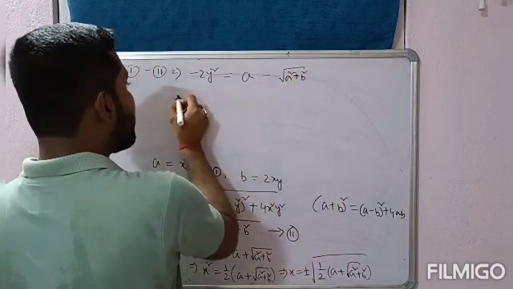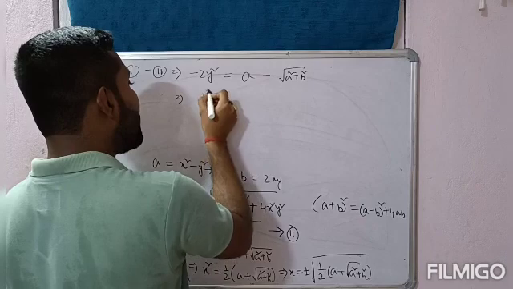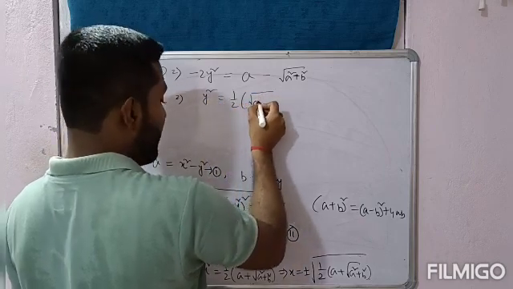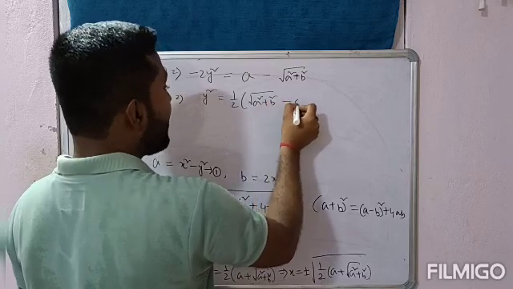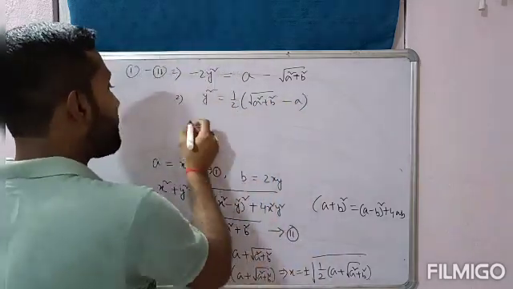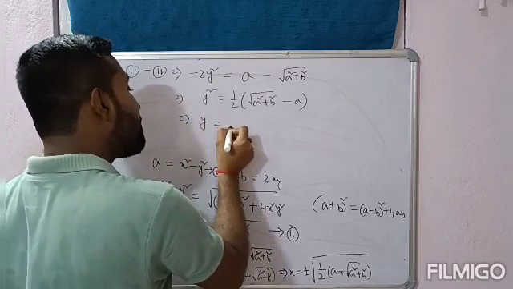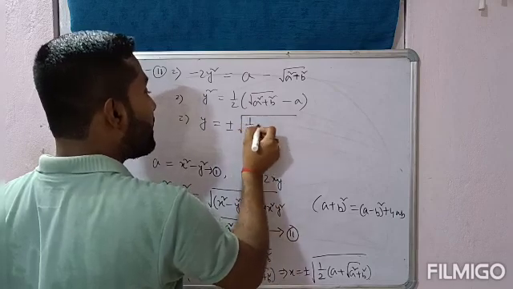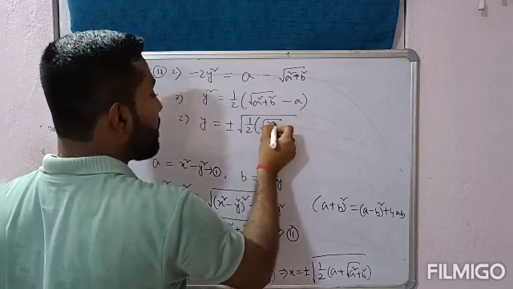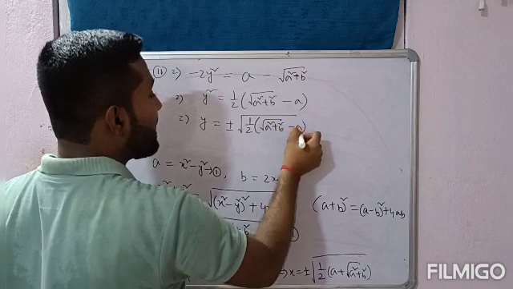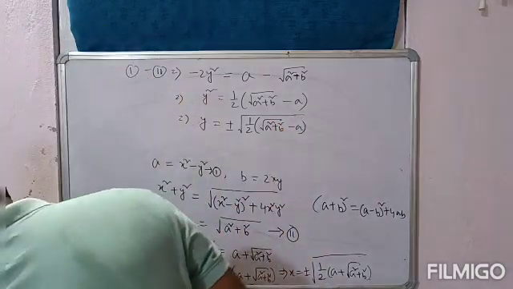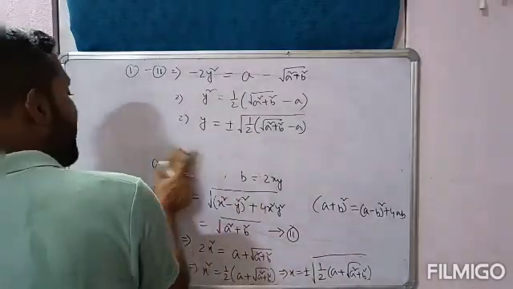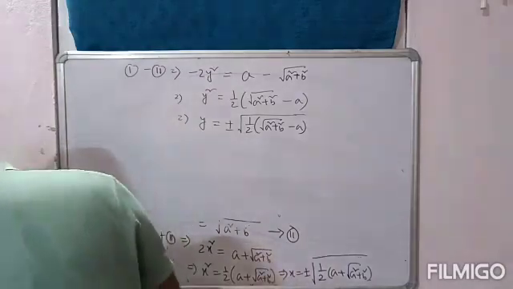All right, then you take minus common, so y square is equal to 1 by 2 into root over a square plus b square minus a. Yes, root over a square plus b square minus a, or y can be written as plus minus of root over 1 by 2 into under root a square plus b square minus a. So this is the value of y. Okay, so like this only we can find out the values of x and y. So now the values of x and y have been found.